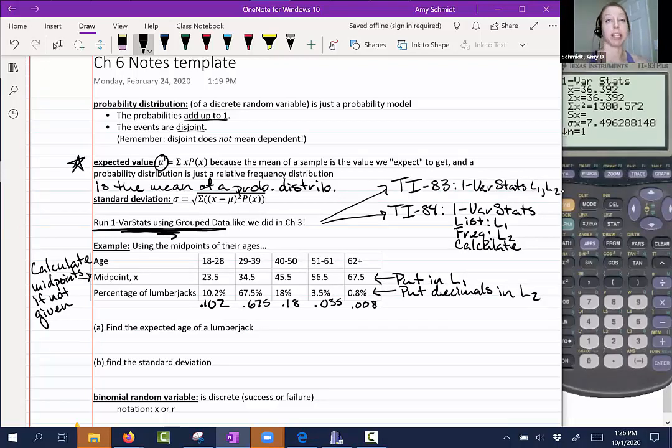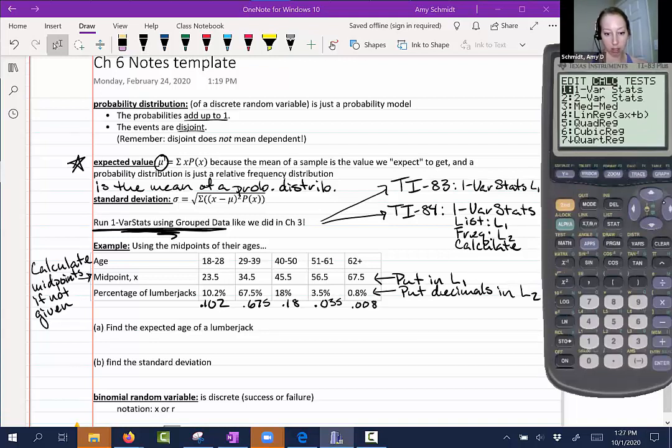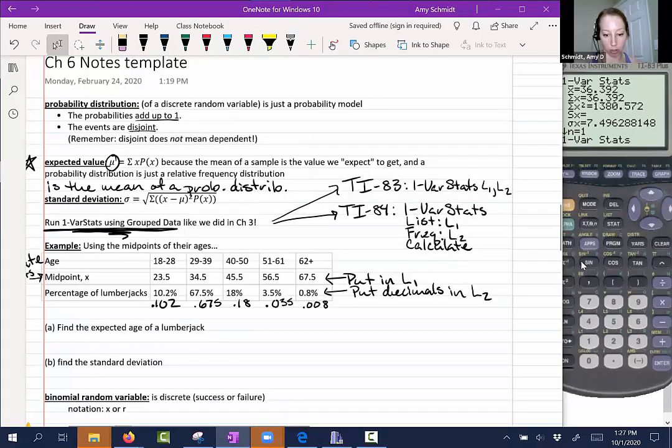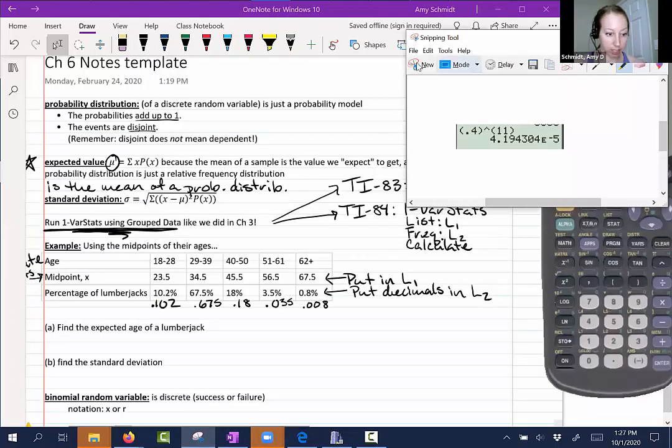I'm going to run one-var stats again in case I did that before you were ready. So you press stat, scroll right to calc. One-var stats is the very first option, so press enter. And again, if you have a TI-83, you need to type L1, comma, L2 like I do. If you have a TI-84, make sure list says L1 and freq says L2, and then scroll down to calculate. I'm going to snip that into our notes.